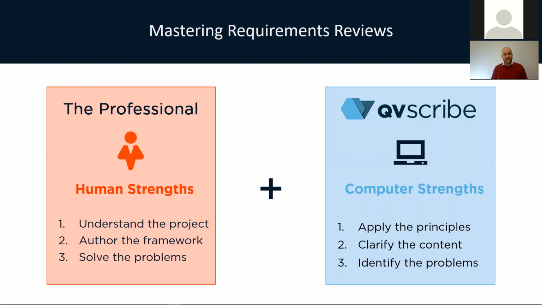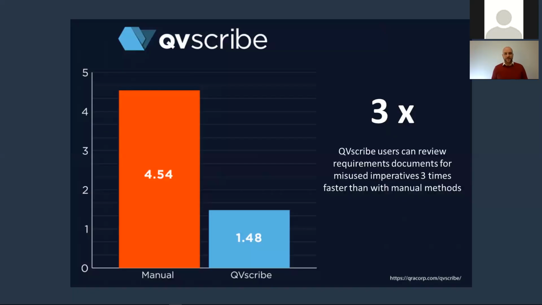QVScribe is there as an assistant, basically a requirement expert sitting next to you as you're writing the requirement, that's giving you feedback that says, hey, our team has decided we're not going to use that word because it can cause problems. Making sure that they're consistent in that as well.